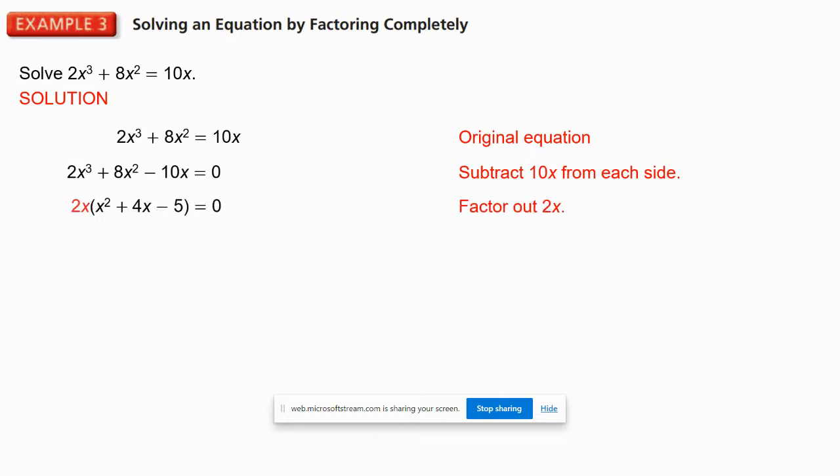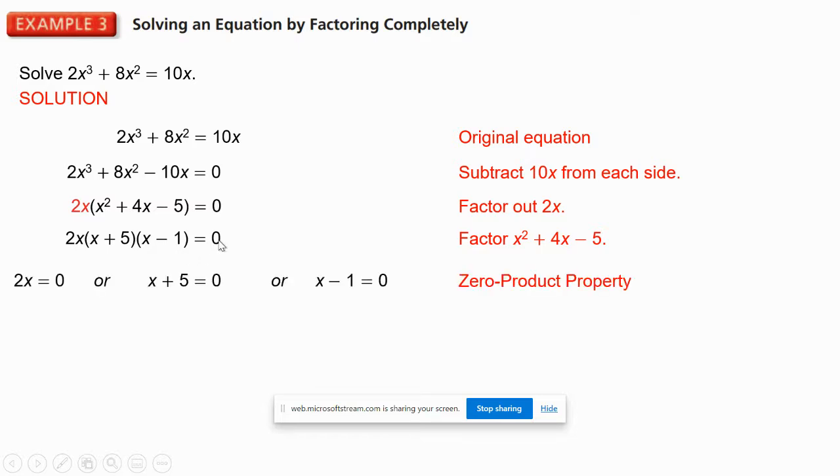So we need to pull out the common factor, which would be x from each term and 2 from each term. And so now we have 2x as our common factor, and then x squared plus 4x minus 5. So now at this point, the 2x is going to be set equal to 0, and we'll get x equals 0, and then we're going to factor this, and you'll see that we get (x plus 5)(x minus 1). So this will be equal to 0, and this will be equal to 0.